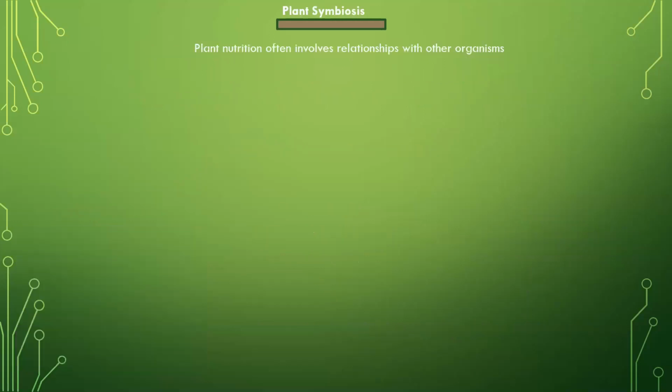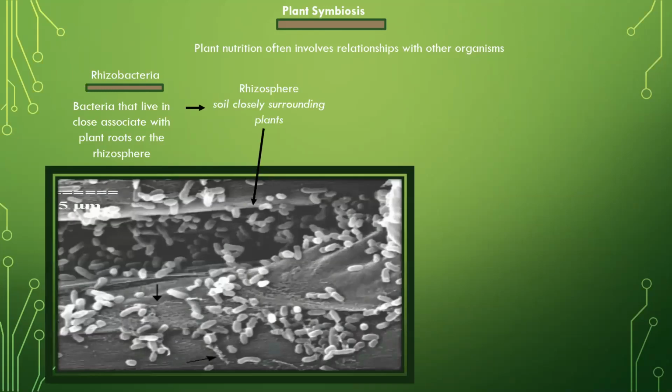And so proper plant nutrition generally involves relationships with other organisms, these symbiotic relationships between plants and fungi, as well as bacteria. So for instance, we have these rhizobacteria, which are bacteria that live closely to the roots of plants, in what is known as the rhizosphere. Those organisms are constantly exchanging materials with plants. And not only are they giving materials to plants, but plants are also providing materials to them. The rhizosphere is all the soil that is closely surrounding plants.